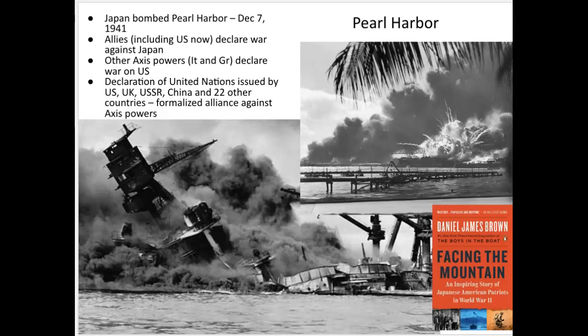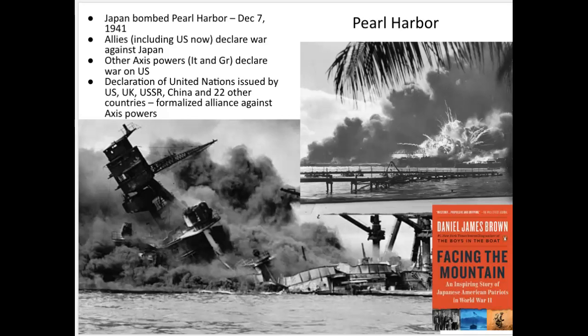So Japan bombs Pearl Harbor on December 7th in 1941. And now the U.S. is pulled into the war as an allied partner in the war. And they declare war against Japan. So other Axis powers, Italy and Germany, retaliate by declaring war then on the United States.